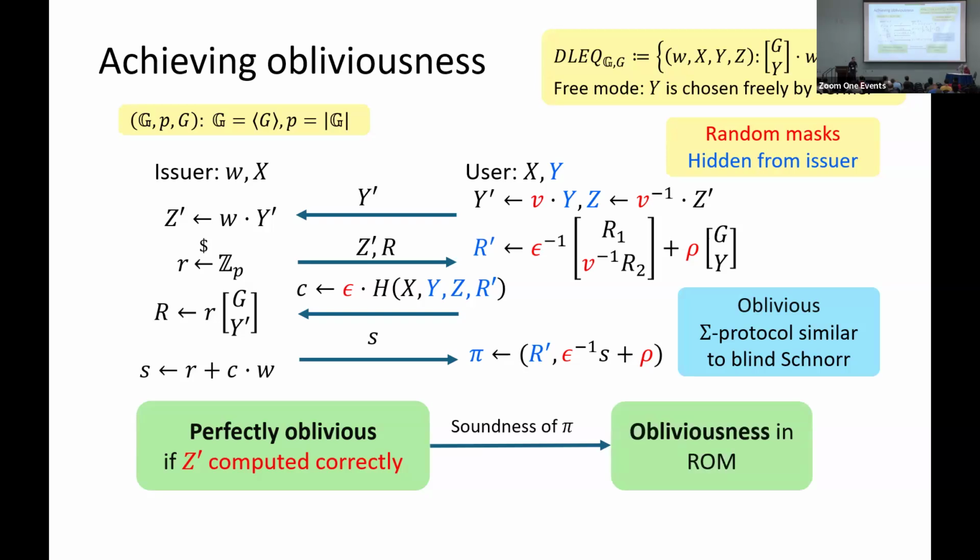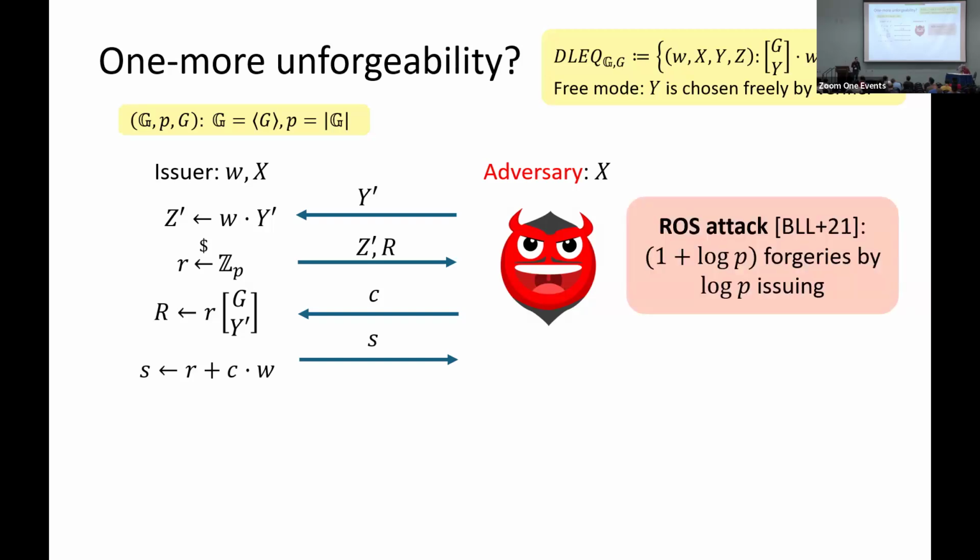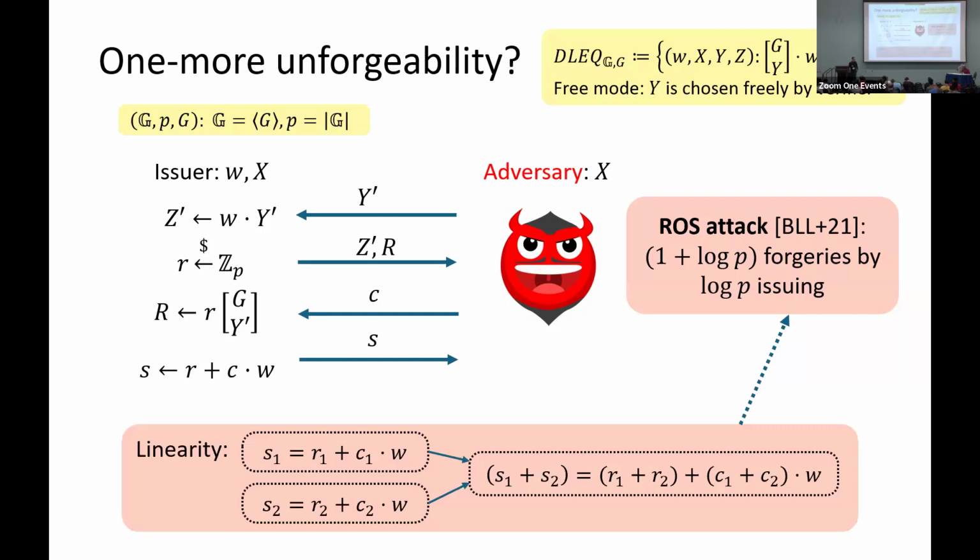Due to the soundness of pi, Z prime is guaranteed to be computed correctly, so we can show the scheme is oblivious. But it does not make the scheme one-more unforgeable. Unfortunately, the same ROS attack applies here, which means we can construct an adversary that can produce 1 plus log P forgeries by starting only log P issuance sessions. At a high level, it is mainly due to the linearity of the protocol, which allows the adversary to easily combine components from different sessions.